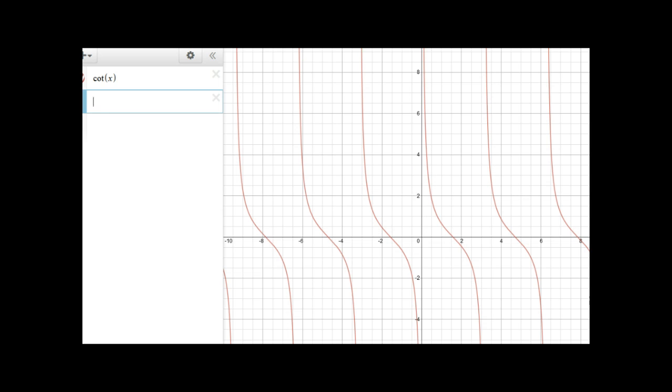Okay, so looking at the function cotangent of x, remember it's tangent shifted over and flipped. And it has vertical asymptotes because it's cosine over sine, and sine is 0 at 0, pi, 2 pi, and 3 pi. So if we define a one-to-one function, we would need to limit it to 0 to pi, basically.